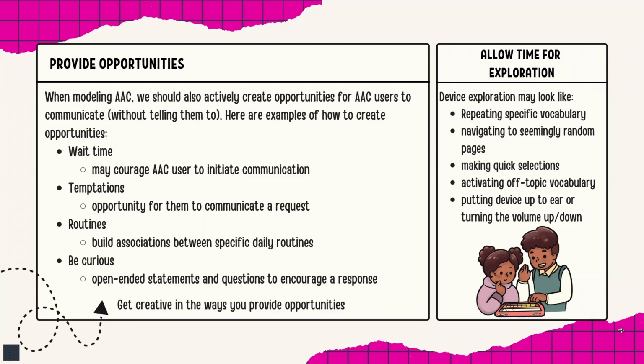Routines. Creating communication routines that are the same every time helps build association between specific activities and language. It increases the likelihood that an individual will pick up on it. Be curious. Use open-ended statements and questions that encourage a response without directly asking for one. For example, I wonder what we should eat for dinner tonight. Avoid directing these statements and questions at the AAC user. Get creative in the ways you provide opportunities that might motivate an AAC user to communicate.